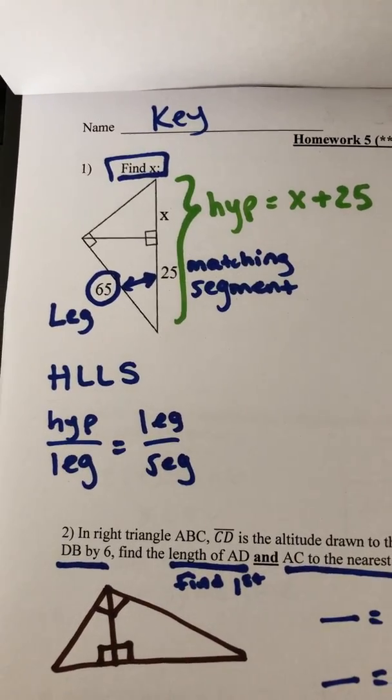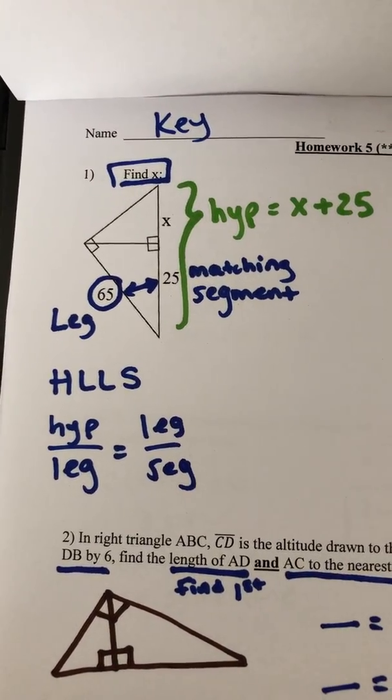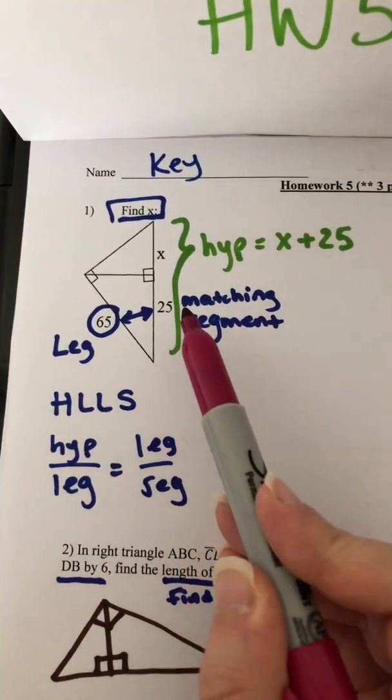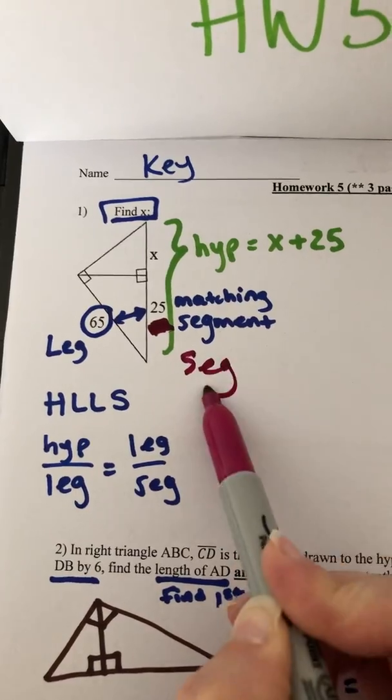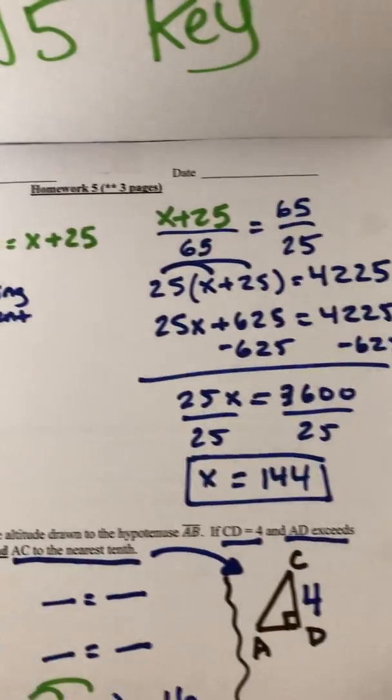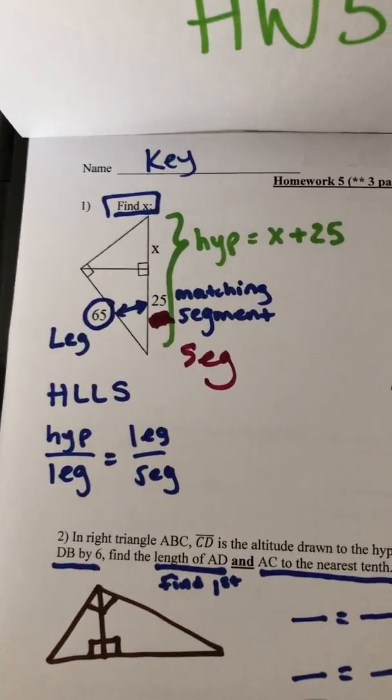I wrote out the proportion. Hypotenuse over leg equals leg over seg. Now it matches with that 25. So later on, that's the 25 we're going to put in for seg. Okay, now when we do the hills, we need the entire hypotenuse.